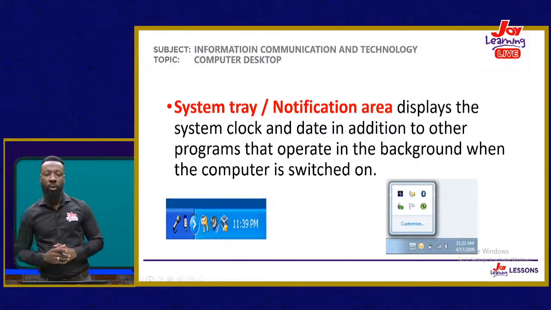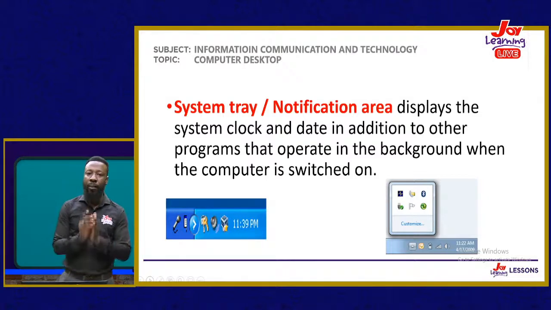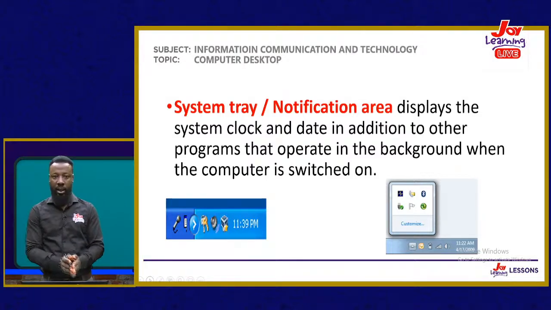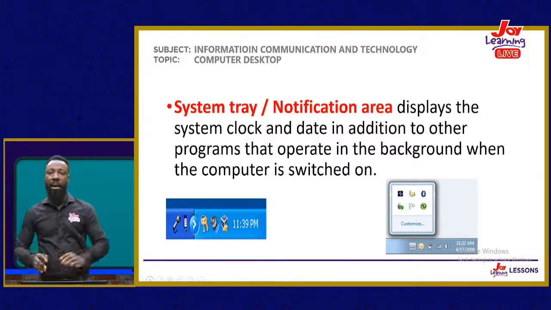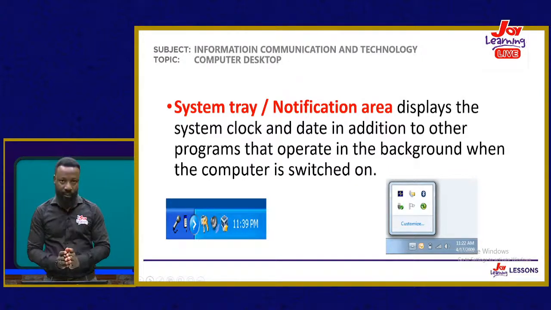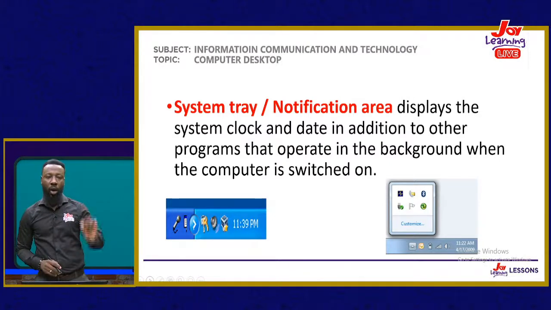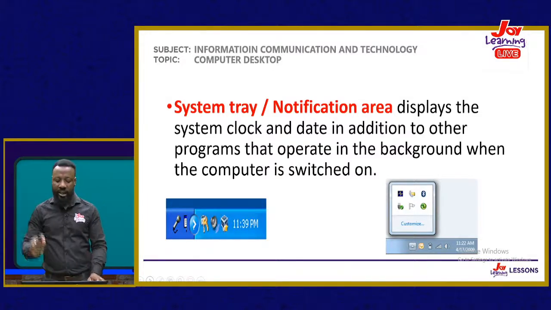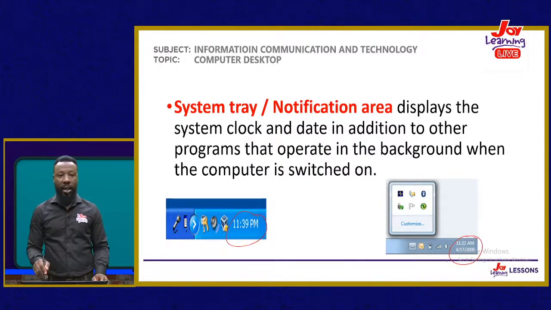Now, the one we have on our left is what we call the system tray. The system tray belongs to Windows XP. And the one on our right is what we call the notification area. It belongs to Windows 7. But these two are one and the same. There is no difference between the two of them. So we say the system tray or the notification area displays the clock here. We can also find the clock and the date over there.